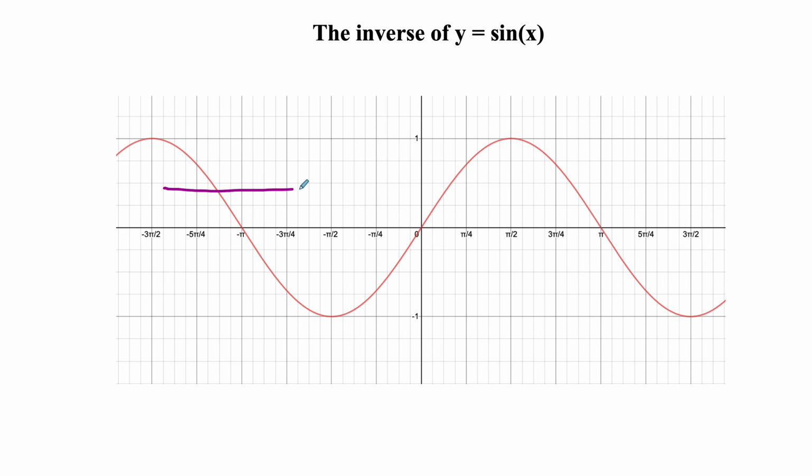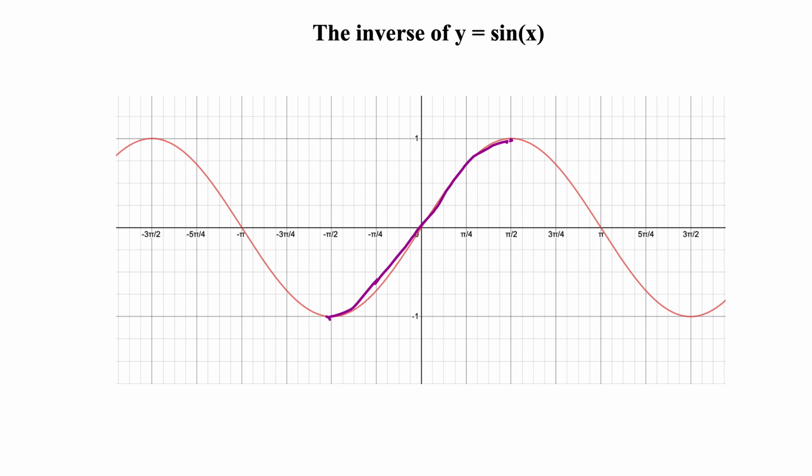Now if you look at this, this fails the horizontal line test because it's repeatedly going to hit that. So what that means is we have to restrict the domain. Now we try to restrict the domain in such a way that we can retain all the possible values of sine, right? That is as high as 1 and as low as -1. So what we do is we restrict it to a domain of -pi/2 to pi/2, okay?